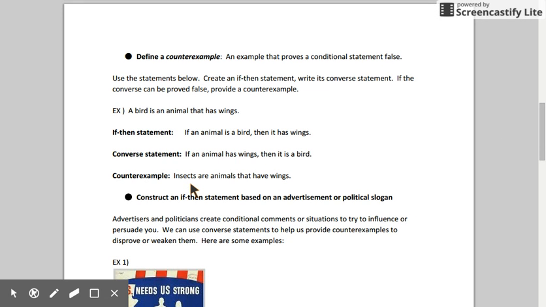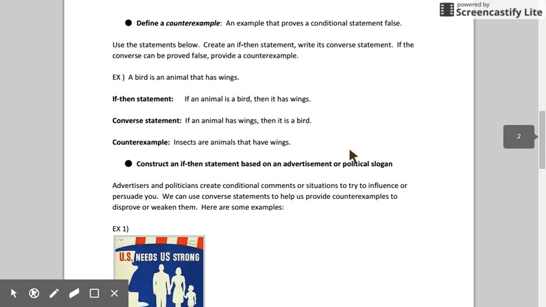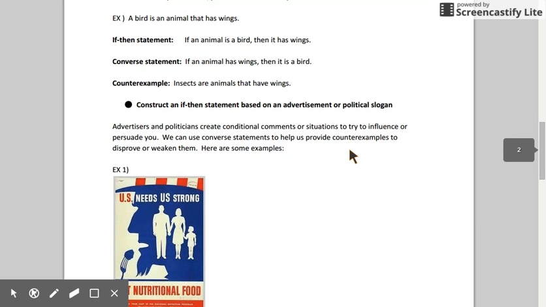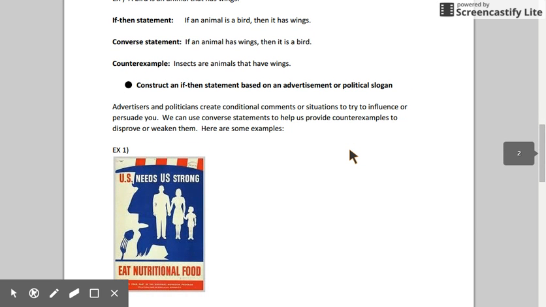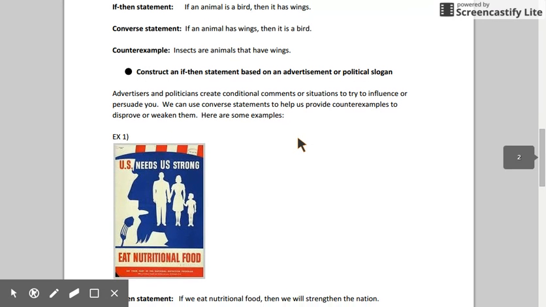For example, an insect is an animal, and it has wings, and it's not a bird. So we can come up with a variety of counterexamples. There may be one counterexample, there may be many, it doesn't matter. But again, the counterexample is proving your statement or your logic incorrect. And we can use this process when we are looking at advertising or if we're looking at political slogans or thinking of political causes.